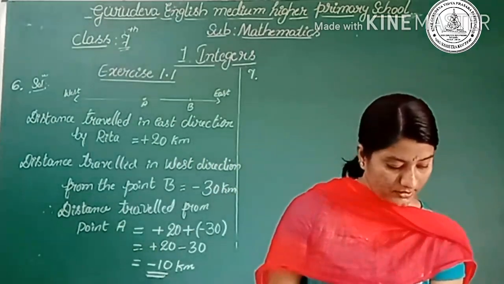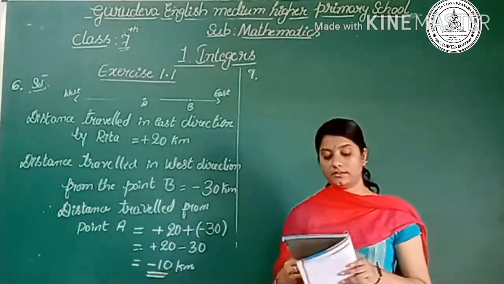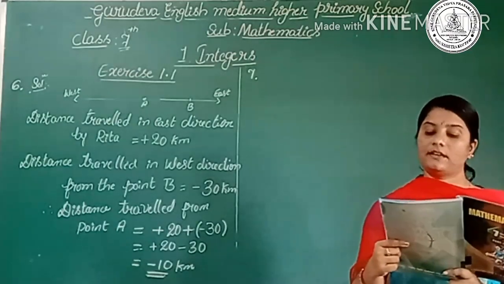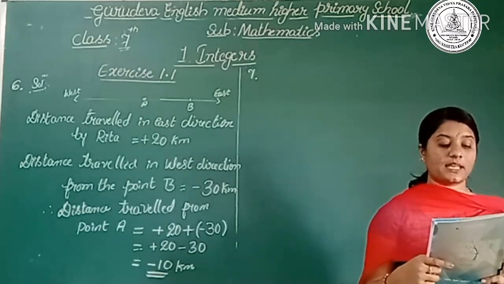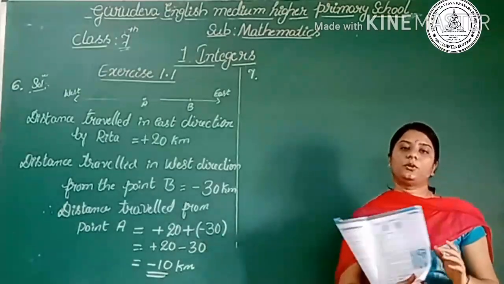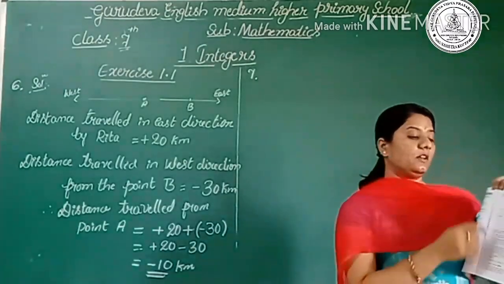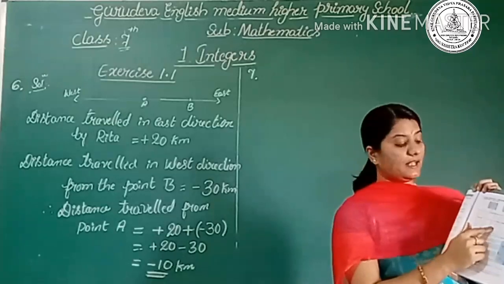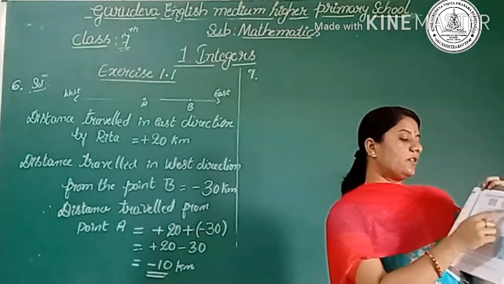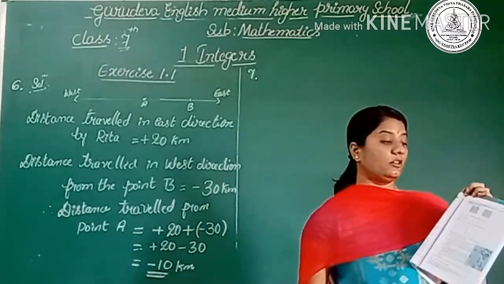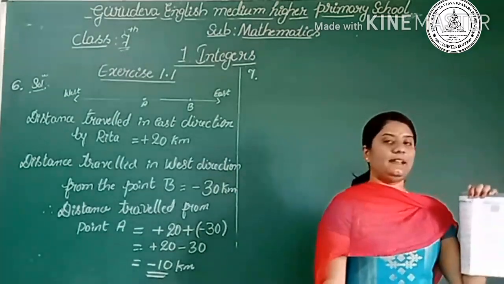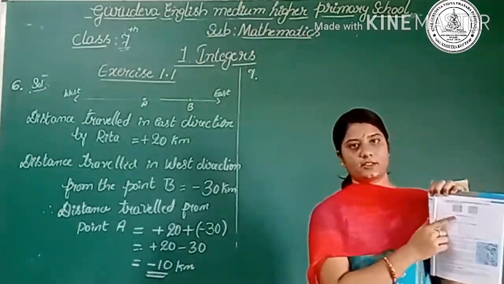Then let's go to solve question number 7. So in a magic square, each row, column and diagonal has the same sum. So check which of the following is a magic square. Here they have given two magic squares. If you add horizontally, vertically or diagonally, will you get the same sum? So we have to find out which one is not a magic square.